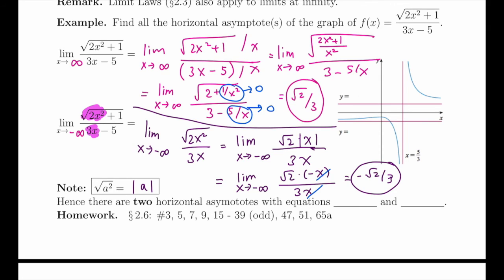So actually there is another horizontal asymptote at y equals minus root 2 over 3. As x gets really, really small, the y value is going towards minus root 2 over 3. Here's the graph of the function. Notice that as x gets larger and larger, the y value is going towards one number, which happens to be root 2 over 3. And as x gets really, really small, the y value is going towards something else. It in fact goes towards minus root 2 over 3.